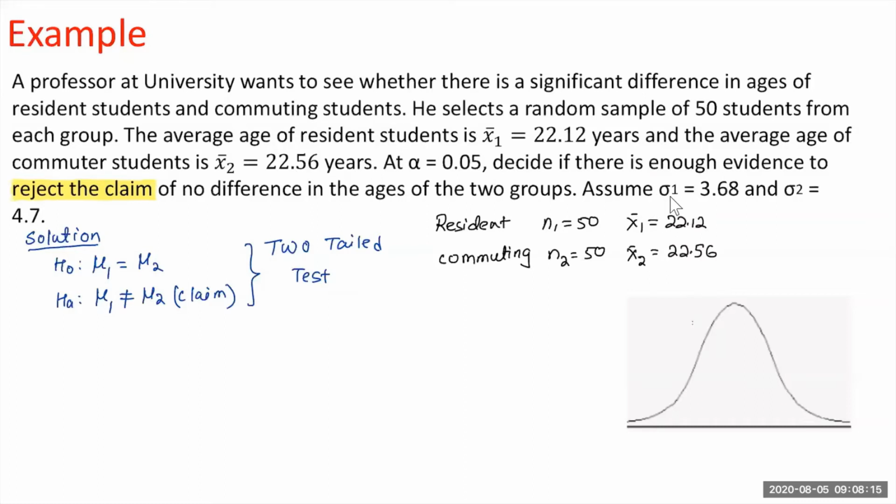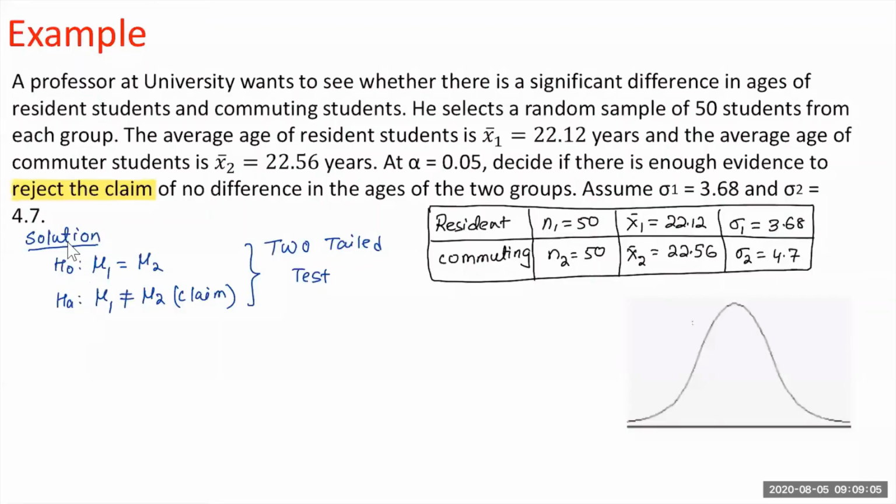The population standard deviation for the first, sigma 1, is equal to 3.68 and sigma 2 is given here, which is 4.7. These are the information given. Now, this is the first step.